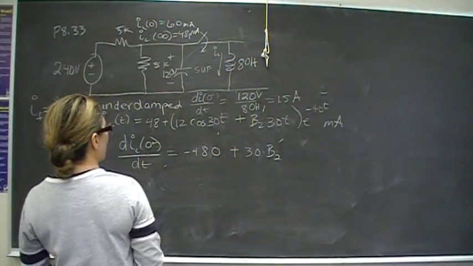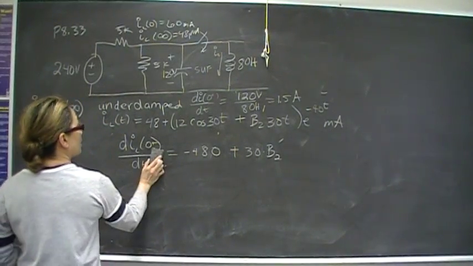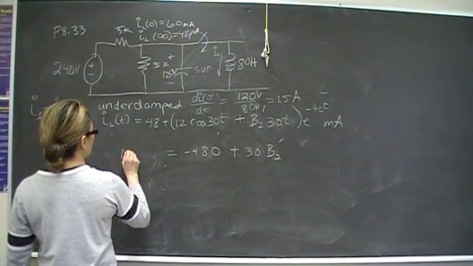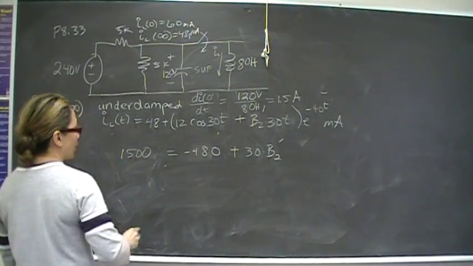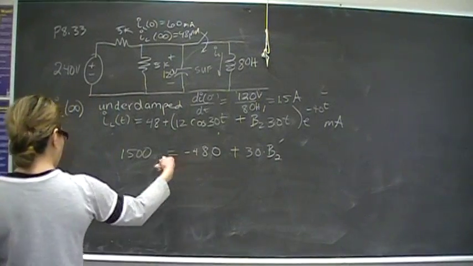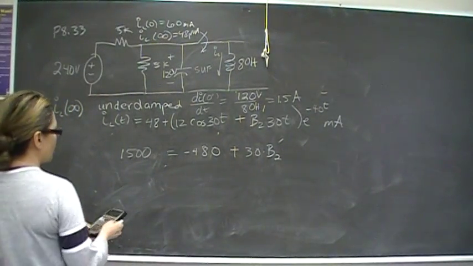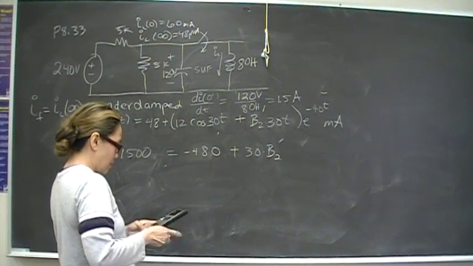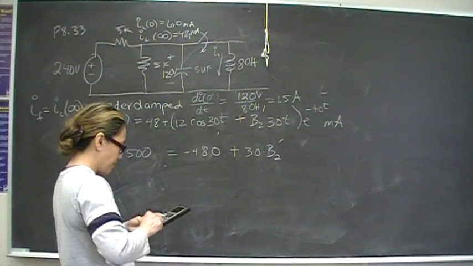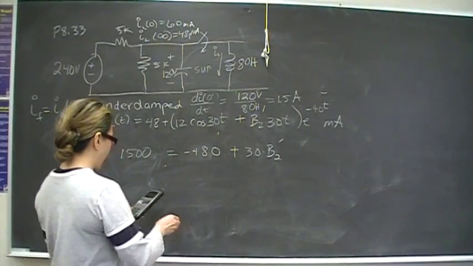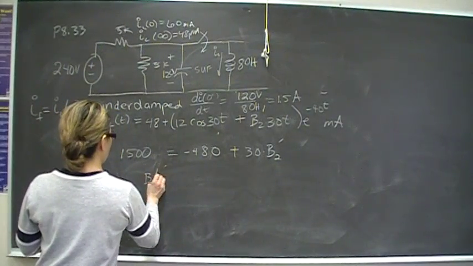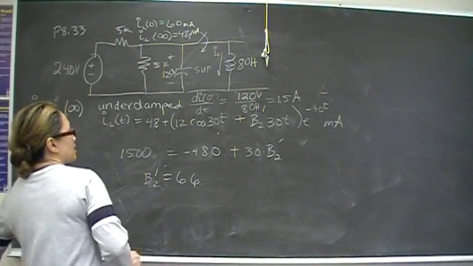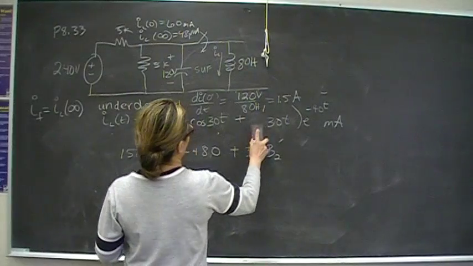We have everything in terms of milliamps, so now we know what DIDT is. DIDT is 1500 milliamps. Now we can go ahead and solve for B2, and that's just algebra. So we go 1500 plus 480 divided by 30. We have B2 prime is equal to 66. And that was the last thing that we were looking for.